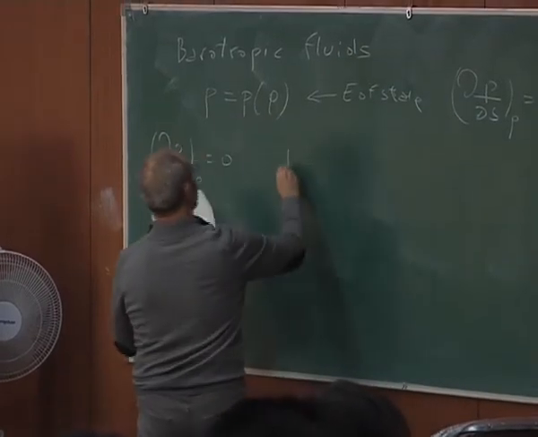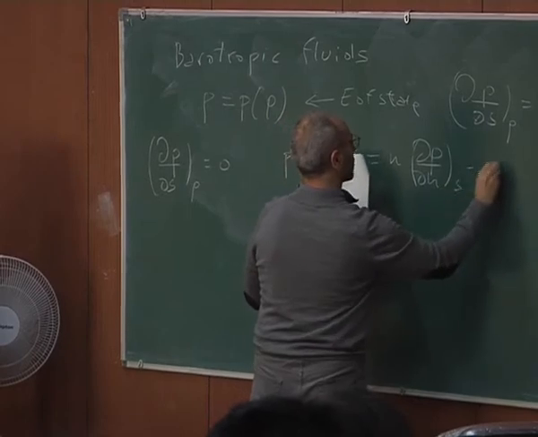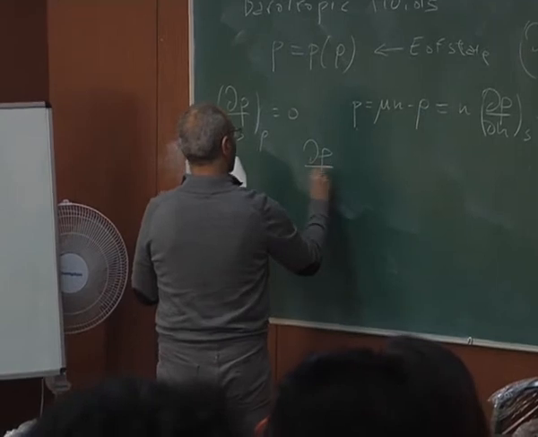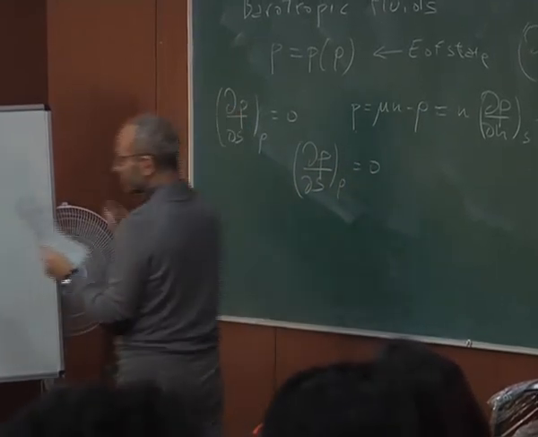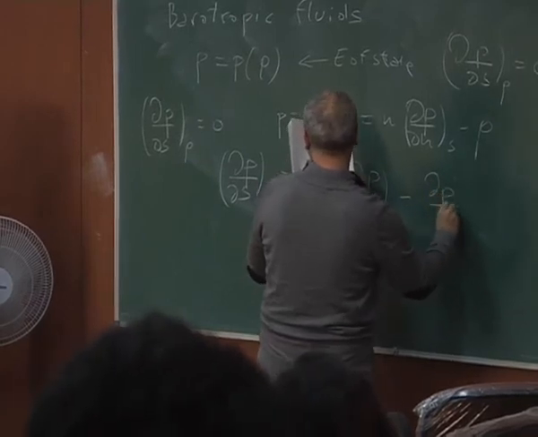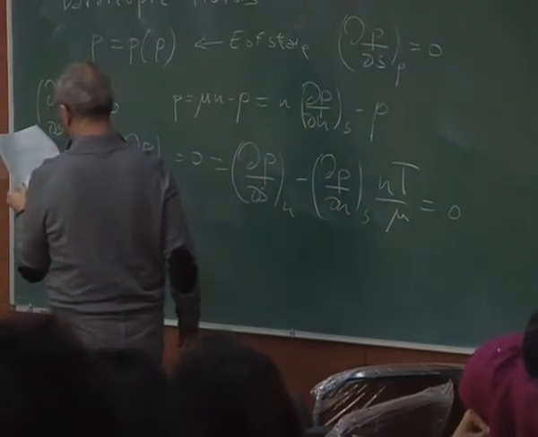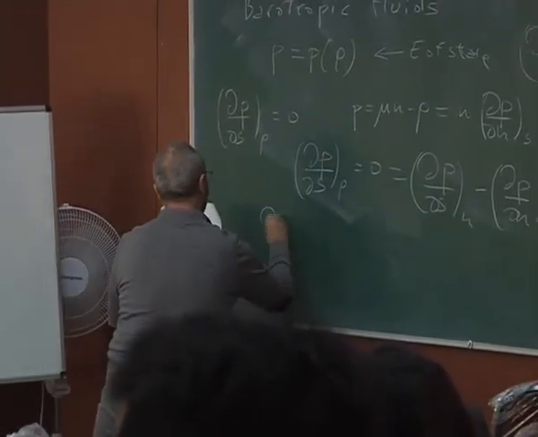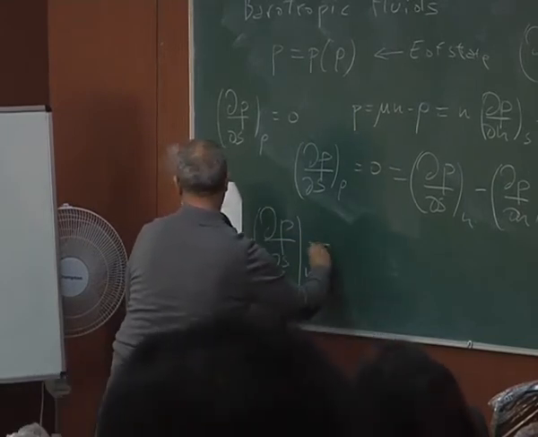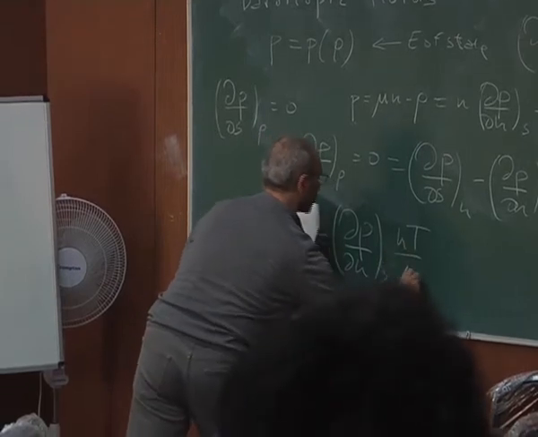Remember that Q is equal to mu n minus rho, which is equal to n d rho over dn at constant entropy minus rho. Then we have to impose that dp over ds at constant rho is equal to 0, which, if I get it from here, is equal to dp over ds at constant n minus dp over dn at constant s nt divided by mu. And this must be 0. So this implies that dp over ds at constant n must be equal to dp over dn at constant entropy times nt divided by mu.